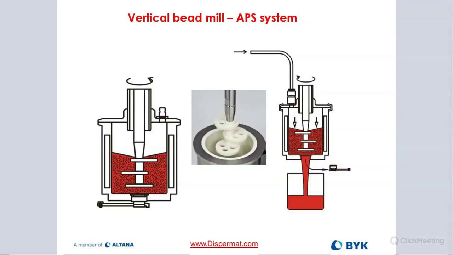And then we have our APS system, which I mentioned earlier, or pop mill. So it's basically two containers. The top container is where you are milling the material. You can see on the bottom of that container, there's a drain plug, and there is a screen that sits right above it. That basically keeps the bead in the container.